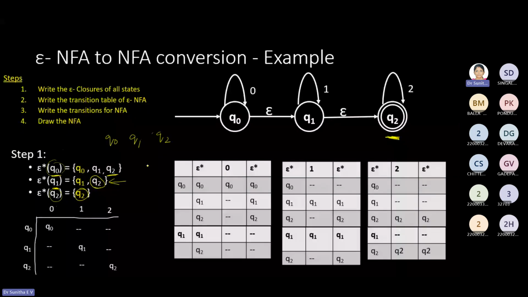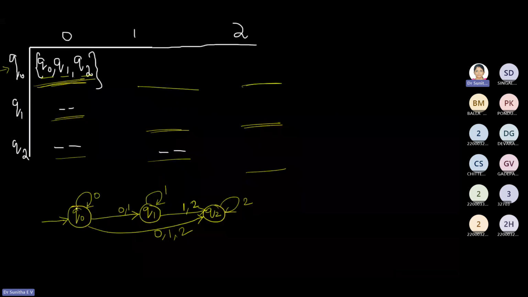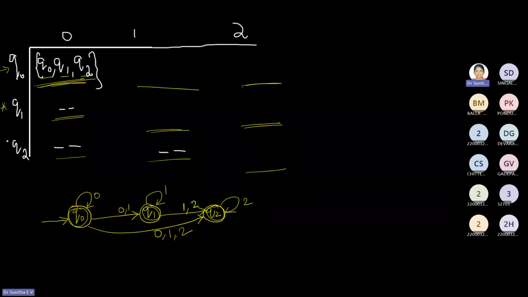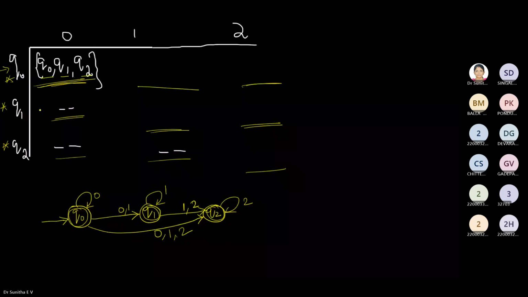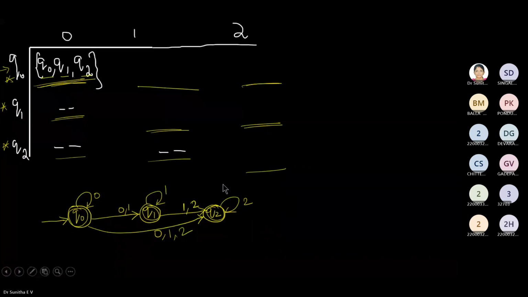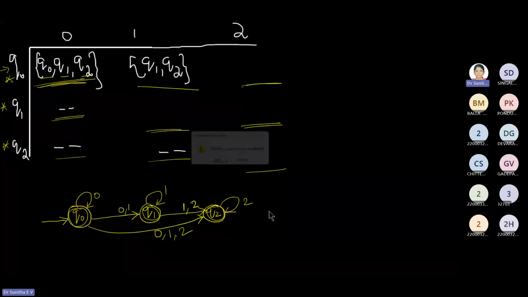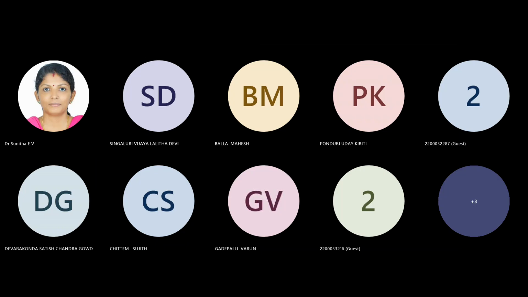Okay. So here what we have to do, here we will make Q0 as final, Q1 as final, Q2 as final. Okay, all states we make as final state. Here this is final, this is also final, this is initial as well as final. Okay, you understood the conversion? So that is epsilon NFA.